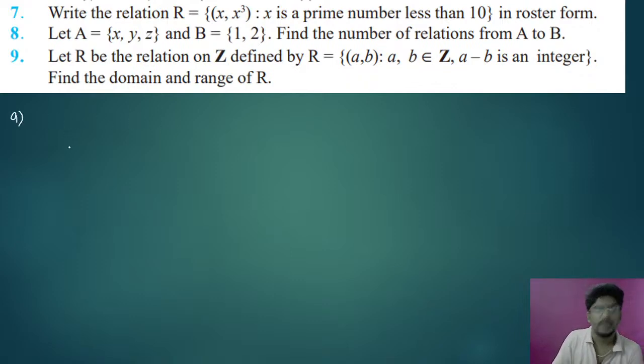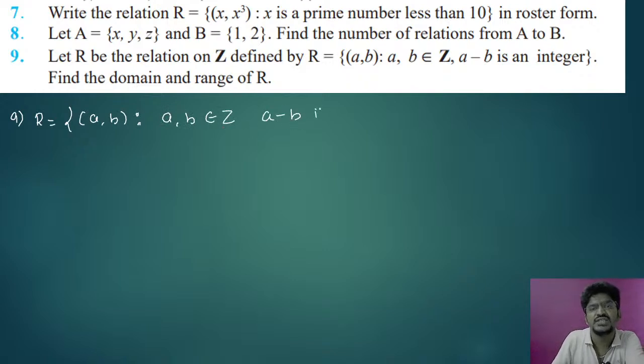Ninth one. You just see the ninth problem. Let R be the relation on Z. R is equal to the set of ordered pairs (a, b) such that a, b belong to Z and a minus b is an integer. Find the domain and range of R.